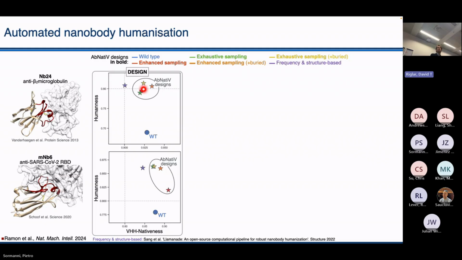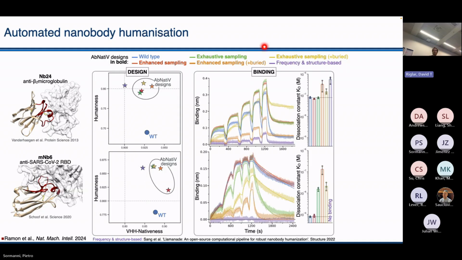idea. And then we compare with this purple one, which is another method that came out when we were working on ours, that does some very sophisticated frequency and structural analysis. And it is very effective in our prediction on improving humanness, but it always comes at an increased cost on nanobody nativeness.